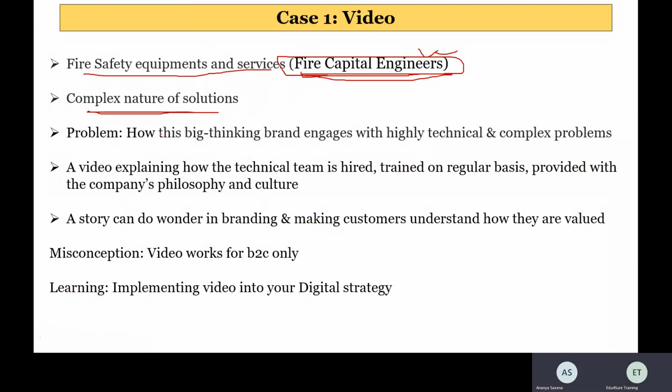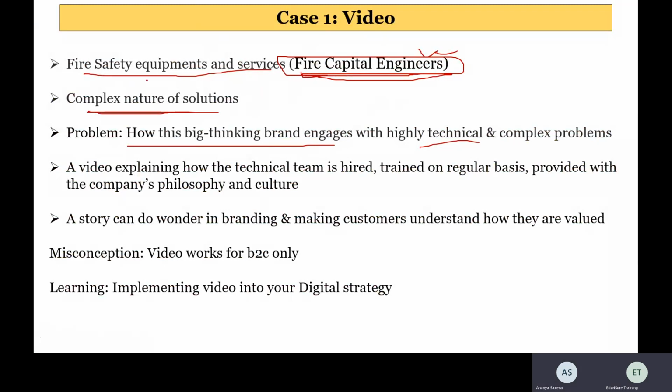So the problem is that this brand is thinking big, I mean, complex in nature. They're helping people by providing fire safety solutions. Due to the technical stuff, they are not able to communicate their message. That is the problem in this case, and that is why the client asked us how we can solve their problem.